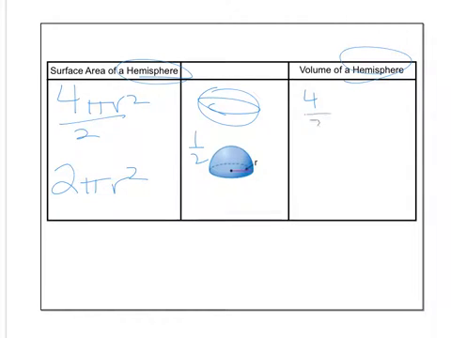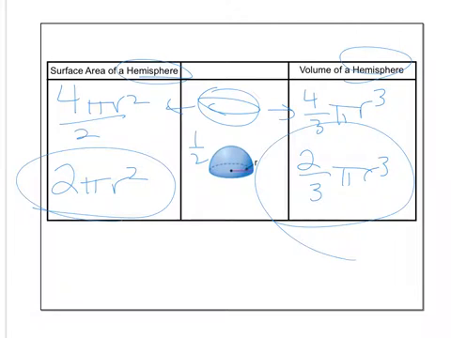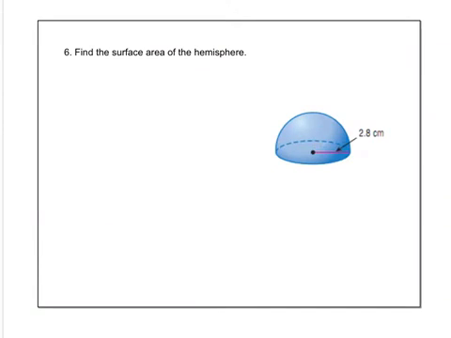Volume of a hemisphere, 4/3 pi r cubed, is for a full sphere. So if I divide that by 2, I end up with 2/3 pi r cubed. And that's going to be my answer. Just divide everything by 2. So there's my surface area. There's my volume of a hemisphere.